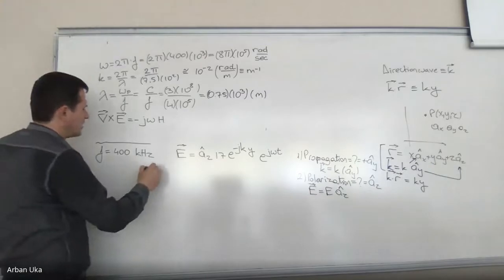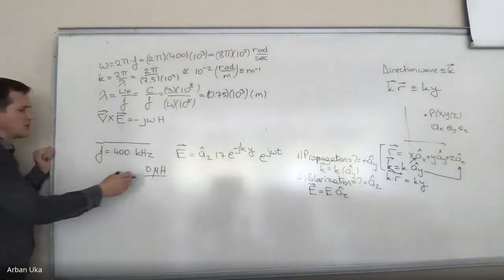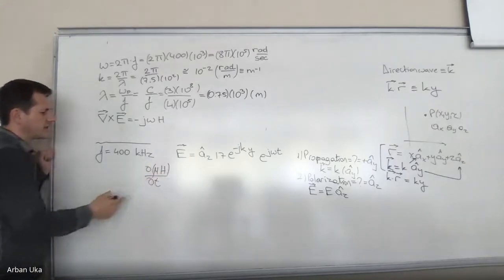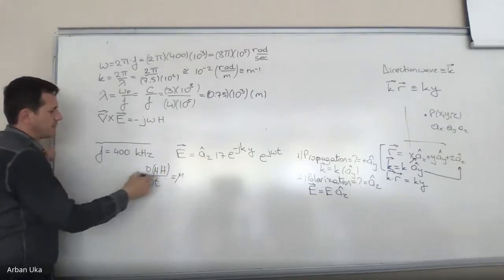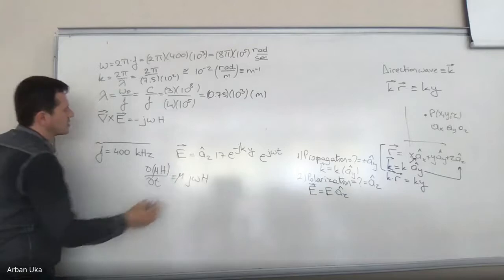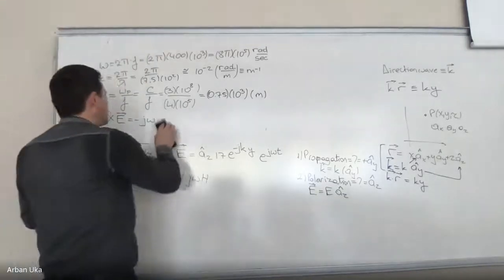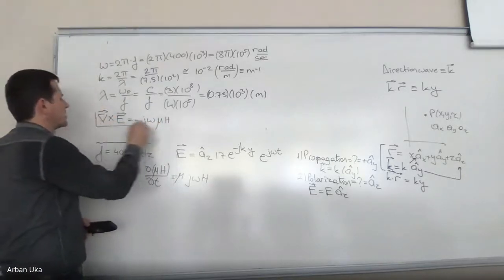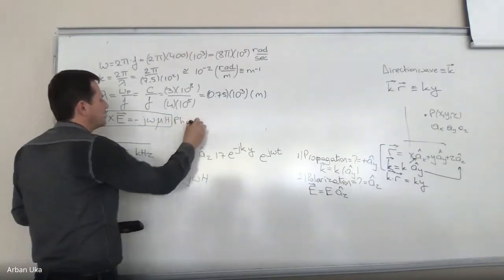So this was the derivative of B. We need the mu because this was equal to the rate of change of B with respect to time. And B is a flux. Flux is equal to mu times H. So the mu is a constant, then we get j omega, then H. So apparently we have missed one mu. So let's include the mu here. So this is one of Maxwell's equations in phasor notation.